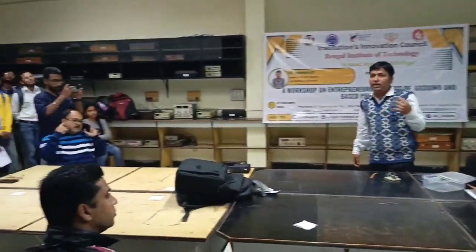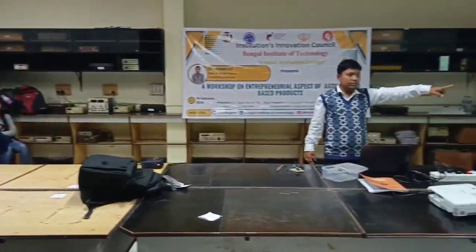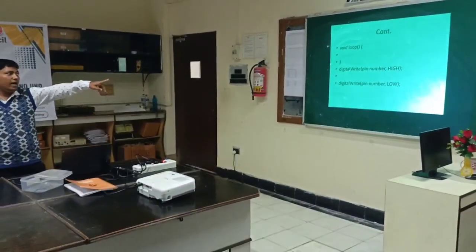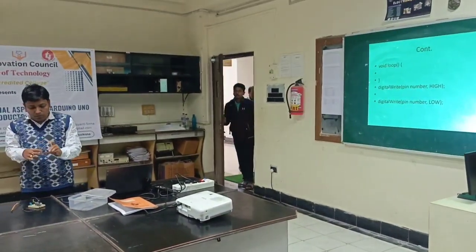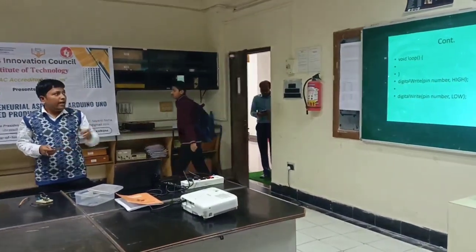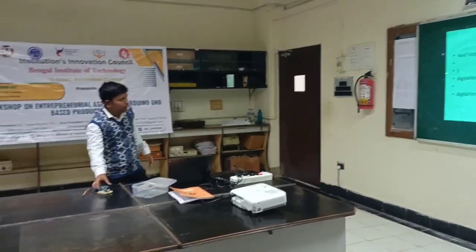To voltage level high or low. Digital, like pin number comma high or low. Pin number is the Arduino pin number. It will be any pin number of digital and high or low. It will be the voltage level, high or low.